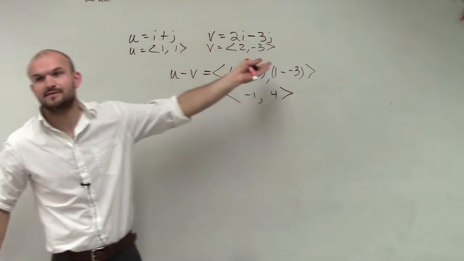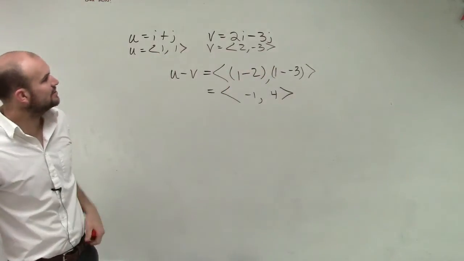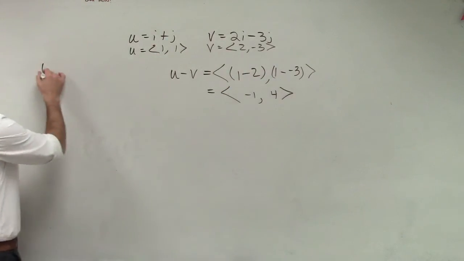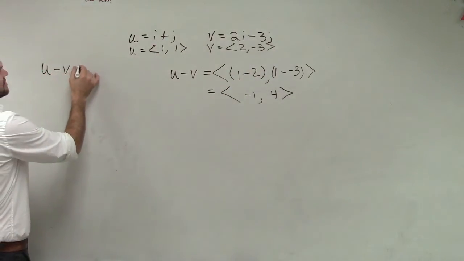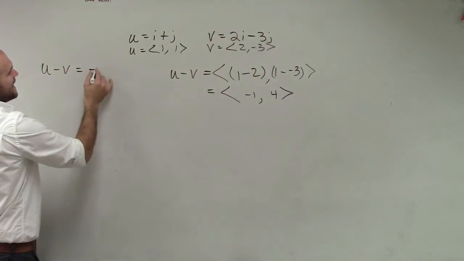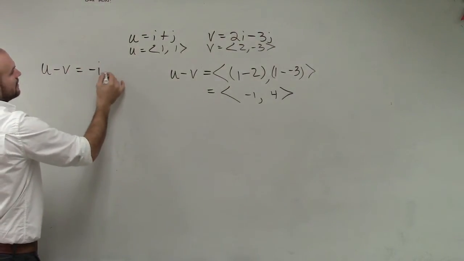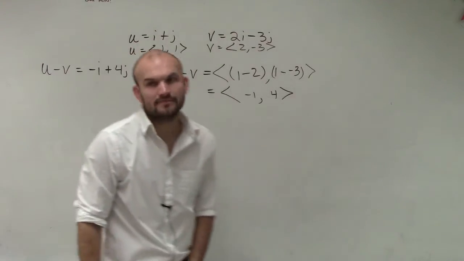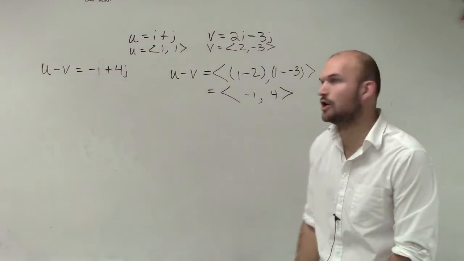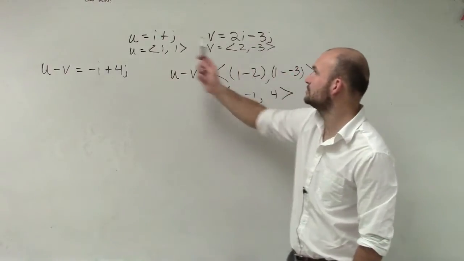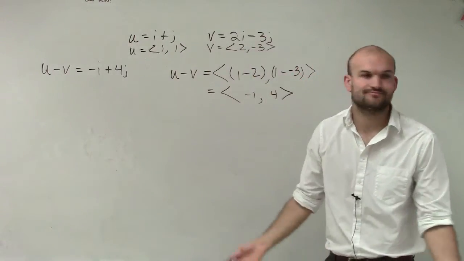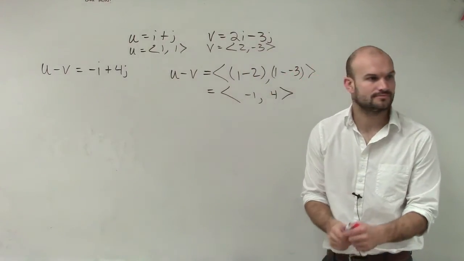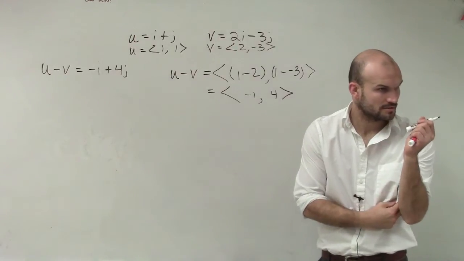You could have done the exact same thing with the i's. Just subtract them. You'd notice that if you did u minus v, you could also simply write this as negative i plus 4j. You could even do this in your head, right? The minus and the adding. All I'm simply doing is subtracting your i's, and then subtracting your j's. Right? Cool? Questions? No?